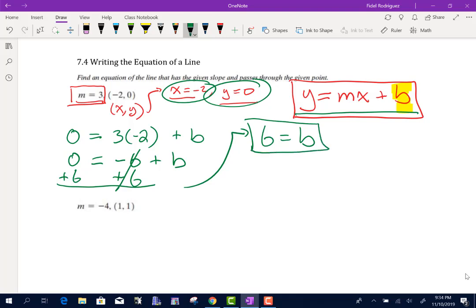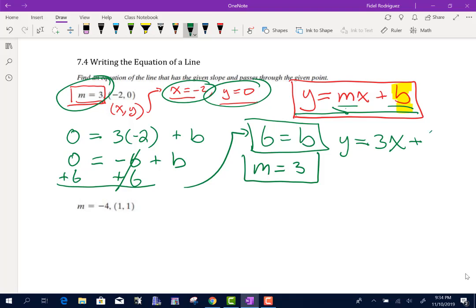Well, if I already know that 6 is equal to the letter b, and it told me from the beginning that m was equal to 3, I bet we can come back in here and fill in these blanks. So let's write it like this: y equals m, which is 3 with an x, plus b, which we just found to be 6. And there's the equation of a line.